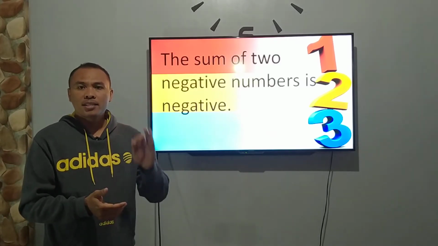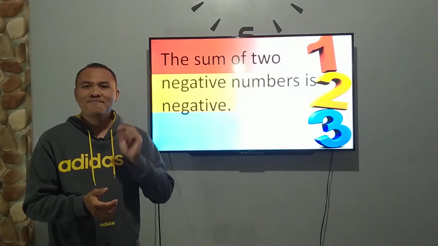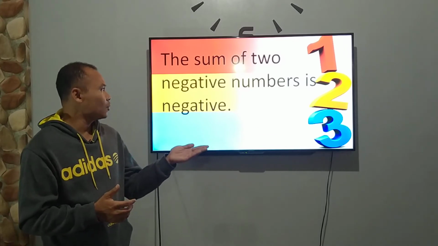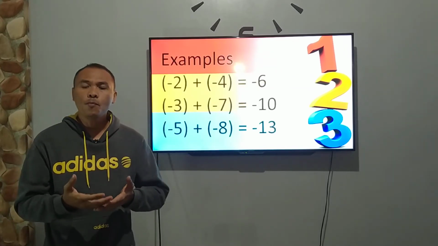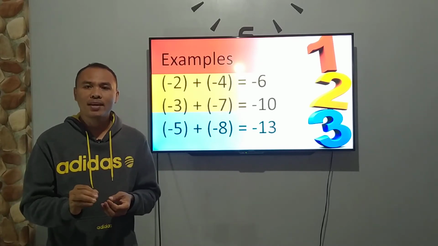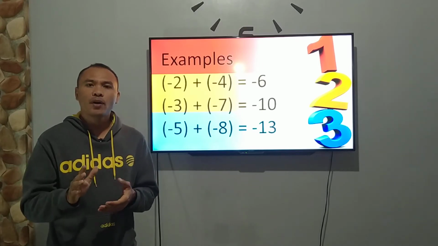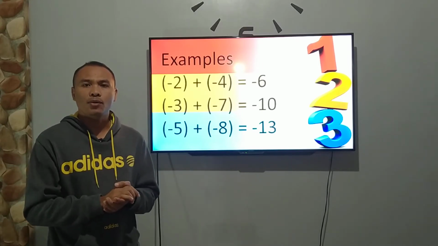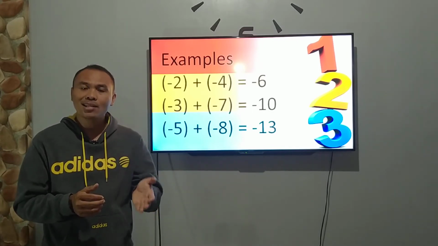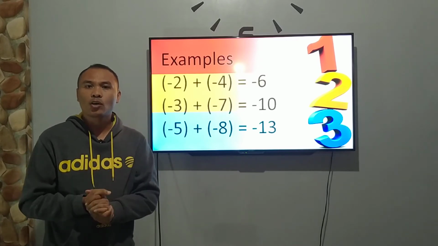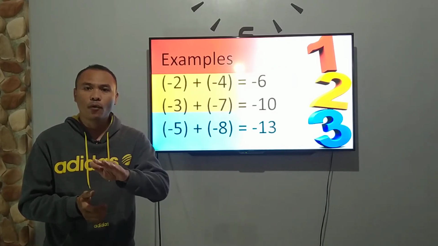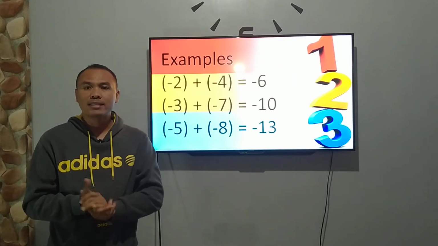Next rule, the sum of two negative numbers is negative. Anong gagawin natin? Let's take a look at our example once again. We have negative 2 plus negative 4 is equal to negative 6. Negative 3 plus negative 7 is equal to negative 10. And negative 5 plus negative 8 is equal to negative 13. Tandaan, pag nag-add at parehas ang signs, you just simply add and copy the common sign. Tingnan mo, parehas siyang negative. I-add mo lang negative 2 plus negative 4. 6, kopyahan yung sign which is negative.